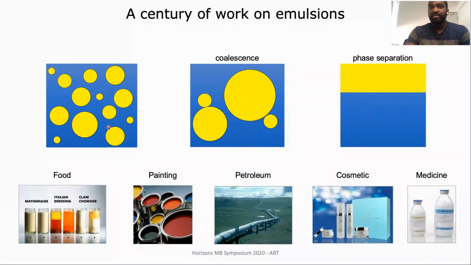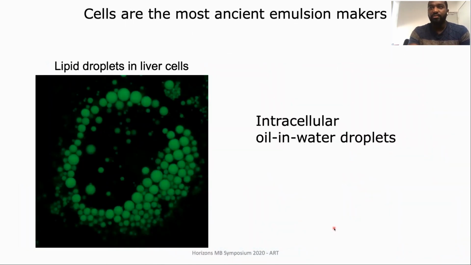And this has been a focus of research from food to medicine. And these are crucial for generating any type of product you have currently in the market. So 10 years ago, I was amazed when I came to meet the most ancient droplet maker, the most ancient emulsion maker, and it is the cell.